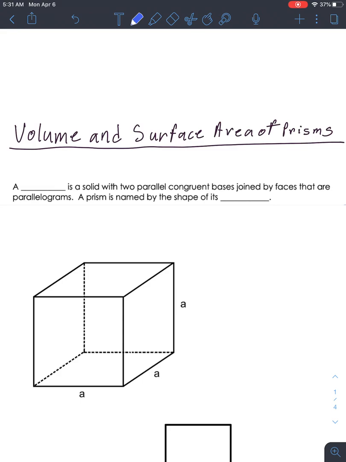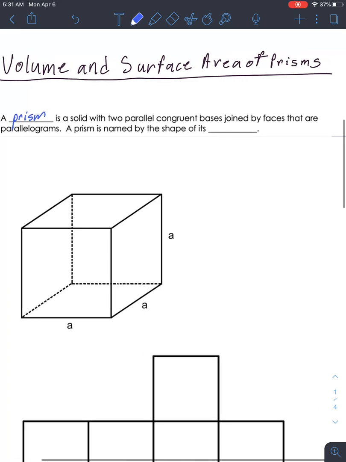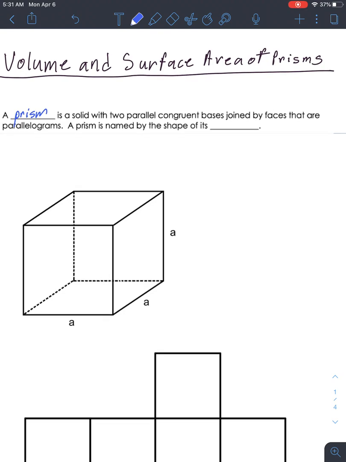So today we're going to talk about the volume and surface areas of prisms. To start this, I think it's important to know what a prism is. A prism is a solid with two parallel congruent bases joined by faces that are parallelograms. A prism is named by the shape of its bases.